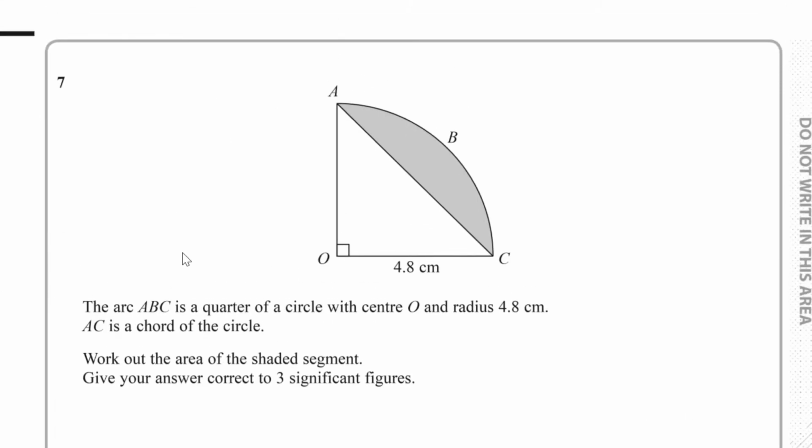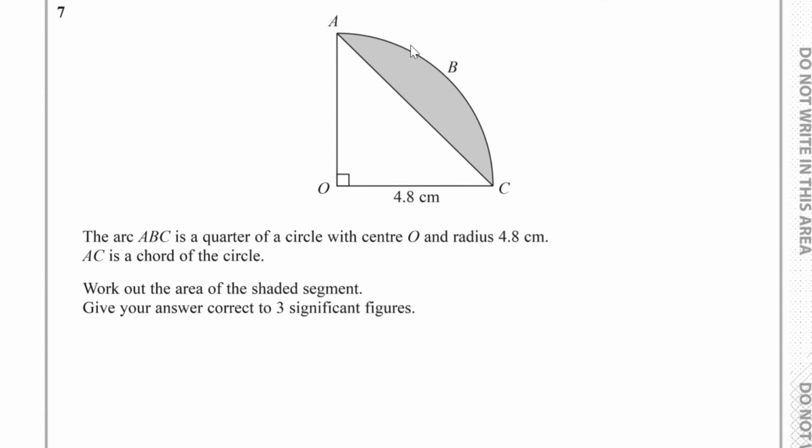Question 7. The arc ABC, that's what we see here, is a quarter of a circle with center O and radius 4.8 centimeters. AC is a chord of the circle. We have to work out the area of the shaded segment. Give your answer correct to 3 significant figures.